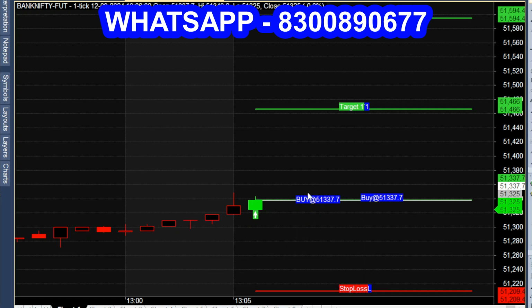Above the line is the target line, below it the red color line is the stop loss line. So the entry point is buy at 51,337. First target is 466. It's almost a 130 point first target range. Like this, the chart will analyze the candle movement.